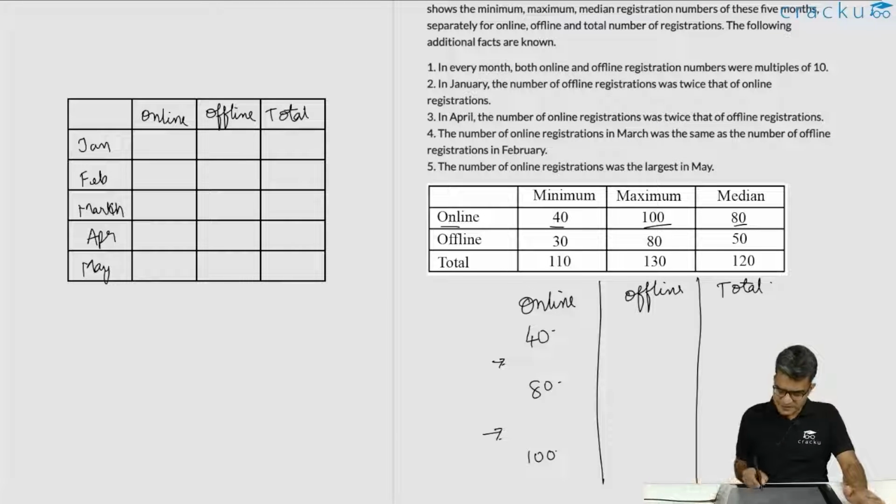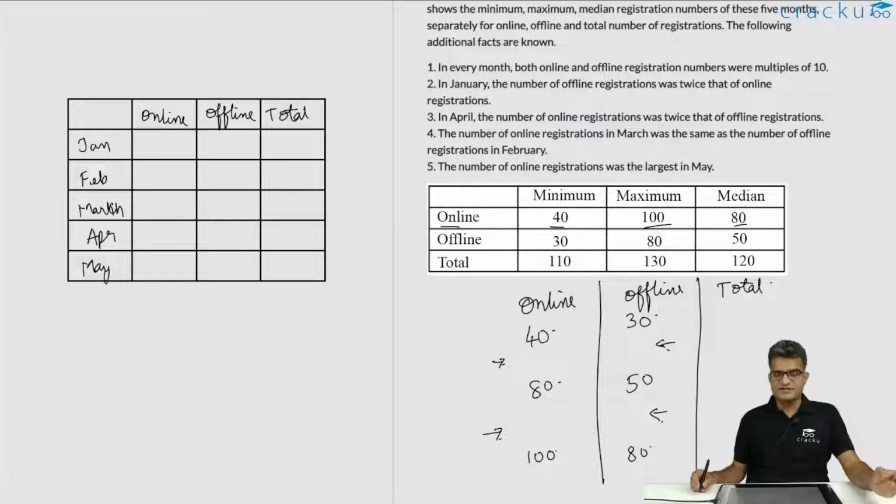For offline, the minimum is 30, the maximum is 80, and the median is 50. So we'll have one number over here between 30 and 50, so it can be either 30 or 40 or 50. And the other number will be either 50 or 60 or 70 or 80. For total, the minimum is 110, the maximum is 130, and the median is 120. So one number will be either 110 or 120, and one number over here, between 120 and 130, can be either 120 or 130. This is the information that is given.